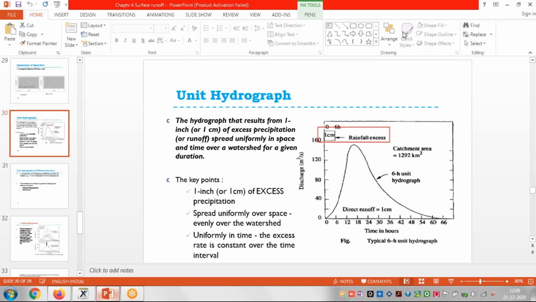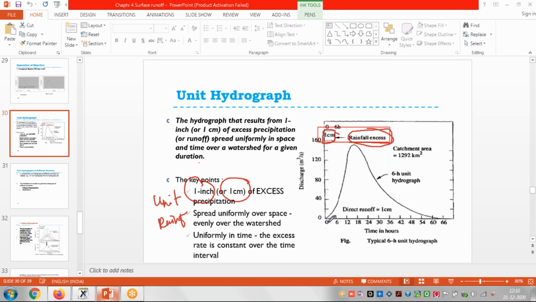See, this is the same thing. If you will see here, only this 1 centimeter excess rainfall, because of 1 centimeter excess rainfall, this hydrograph is drawn, right? So here you will see that the hydrograph that results from 1 inch or 1 centimeter of excess precipitation is spread uniformly in space and time over the watershed for a given duration, right? What I told you, just because of unit rainfall, that unit may be 1 inch, that may be 1 centimeter, right? So then we say that this is the unit hydrograph.